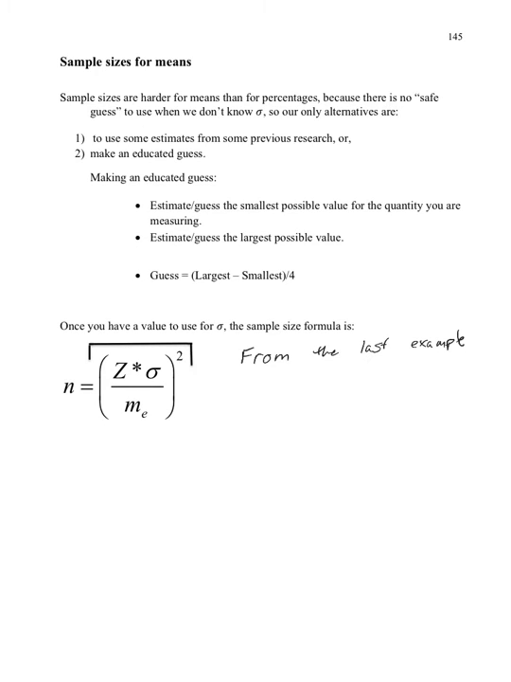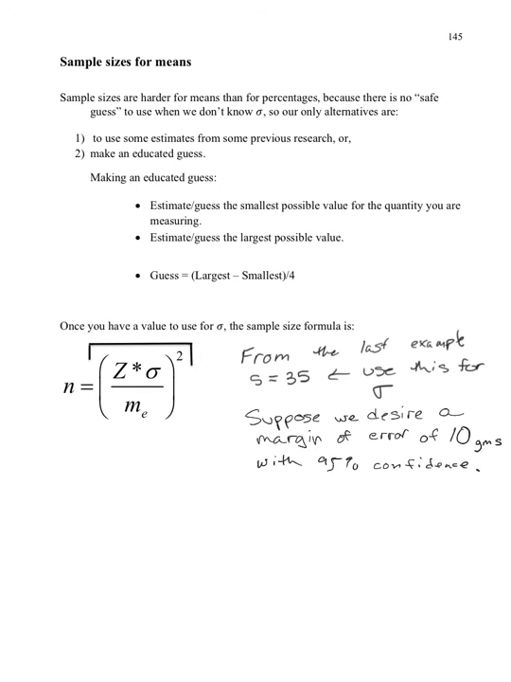So from the last example, we had a standard deviation of 35. That was a sample standard deviation, but we're going to use it in this problem as a population standard deviation because it's our best guess. The margin of error in that example was 32.37, and suppose we wanted a margin of error instead of 25. So suppose we desire a margin of error of 10 grams with 95% confidence.